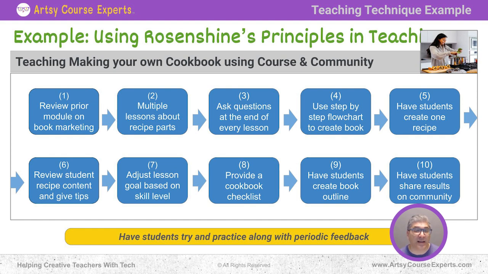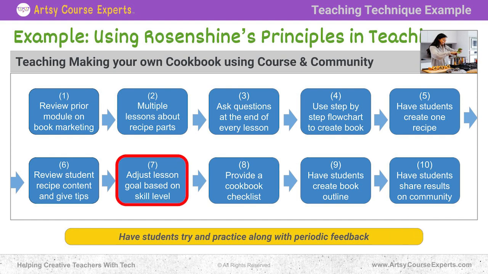Or in a more high-end offering, there might be submitting their homework, assignments, or examples to you through a discussion group or community, or even sharing like a show and tell with their classmates. The next Rosenshine technique would be to adjust your lessons based on their skill level.